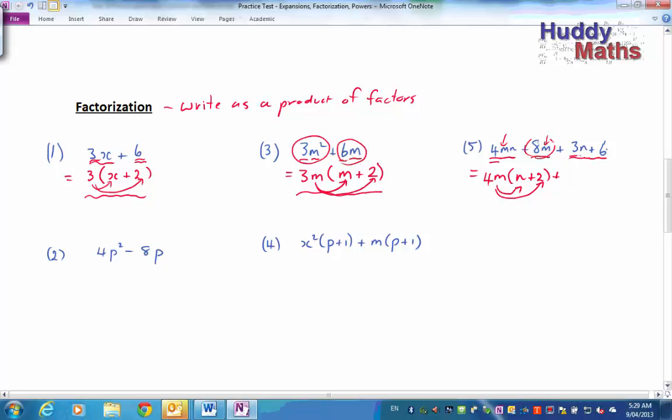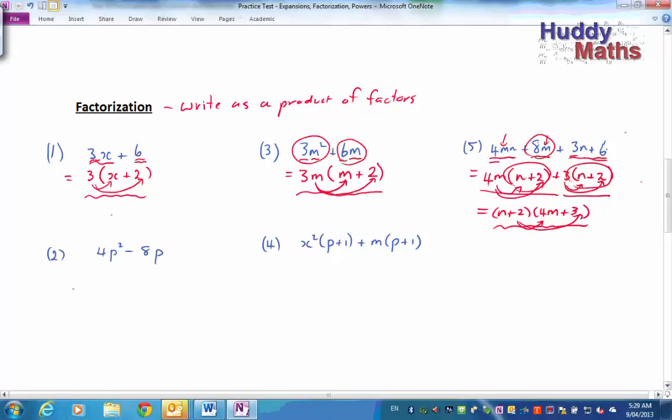Plus here, common factor is 3. Put it outside, what do I multiply in here by to get 3n? I need an n. Plus, what do I multiply in here by to get a 6? I need a 2. They're not finished yet, because we see this here, m plus 2 and m plus 2. So let's put that out as a big common factor out the front. What do I now multiply in here by to get all of this? I need a 4m. Plus, what do I multiply in here by to get all of this? I need a 3. So that is the complete solution.